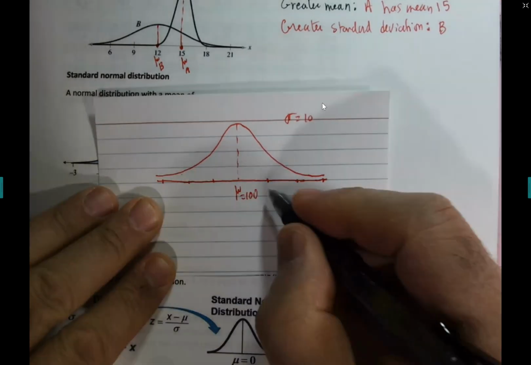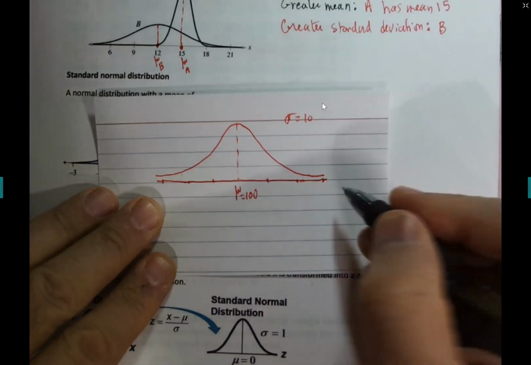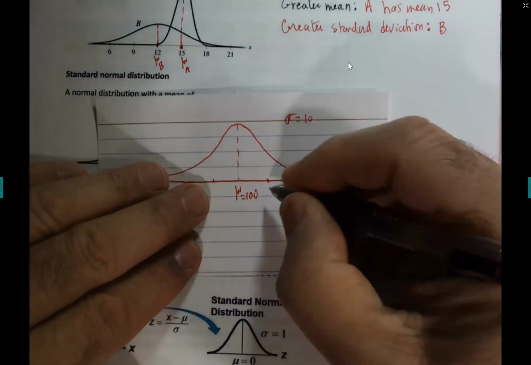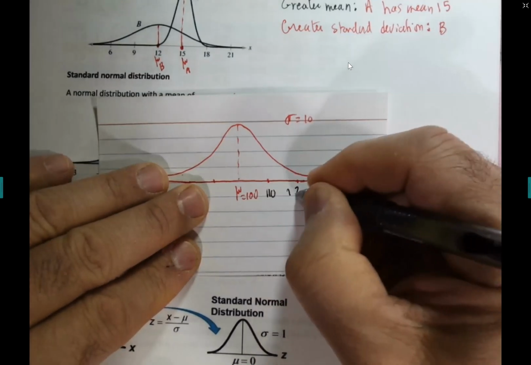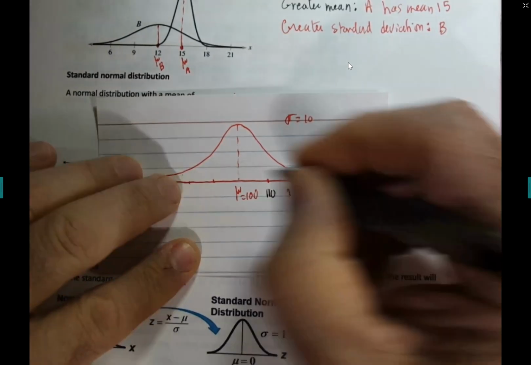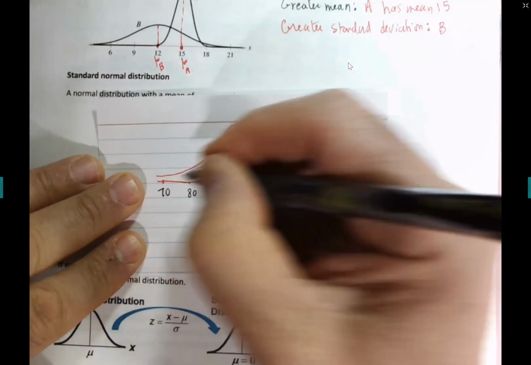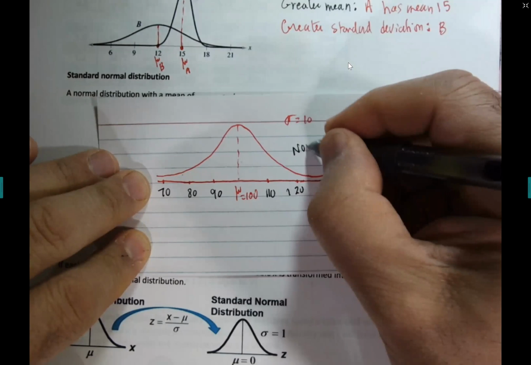So can you guys help me? Tell me what the numbers are going to be. Sigma is 10, remember. So what are the tick marks? 110, 120, 130. Yep. And to the left, 90, 80, 70. Correct. And this is called the normal curve.